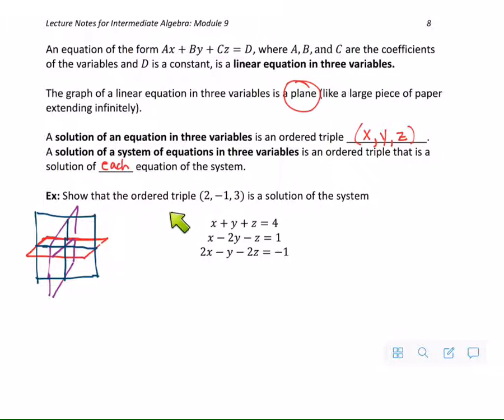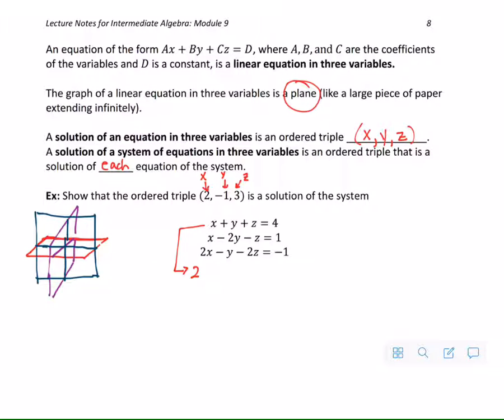But if I ask you to verify or show that a triple like this one is a solution, that means it has to satisfy all 3 of those equations at the same time. So to verify that, what I do is plug it in. So I let this first variable be x. So x is 2. Y is going to be -1, and z is going to be 3. So let's plug it in and see what we get.